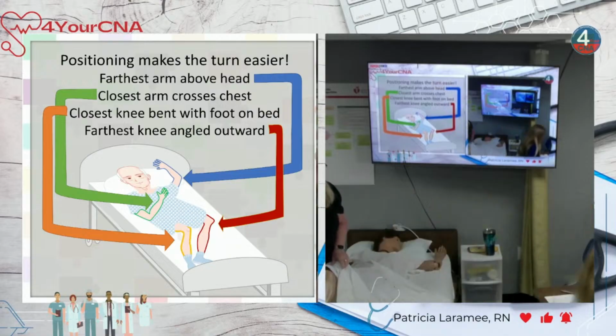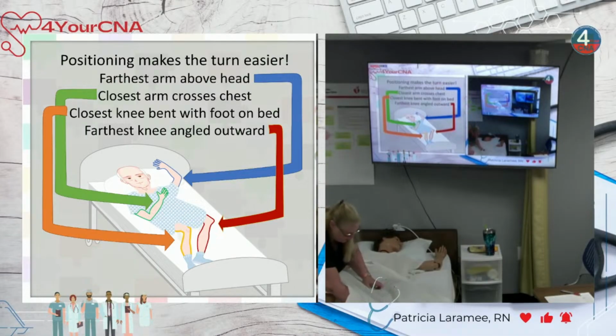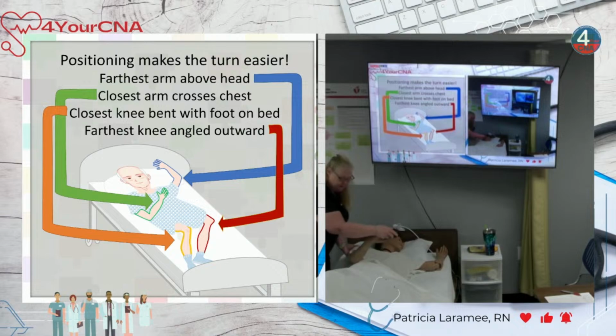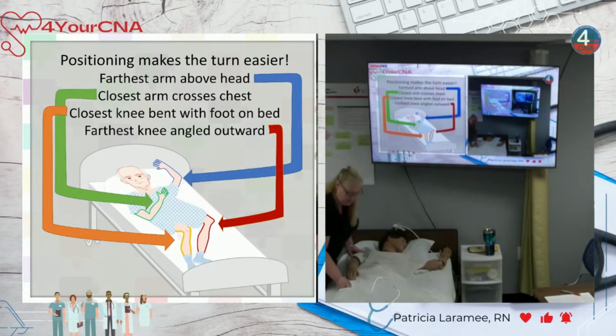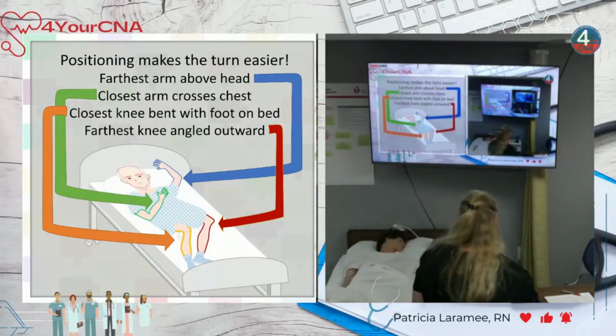So this knee would be bent, and that knee is going to be angled out. So bent and angled. And then it's a very easy roll. Even though she doesn't bend all that well, you can see it's a whole lot easier. Okay, good. So proper preparation makes turning easier.